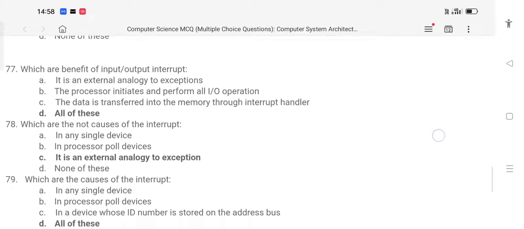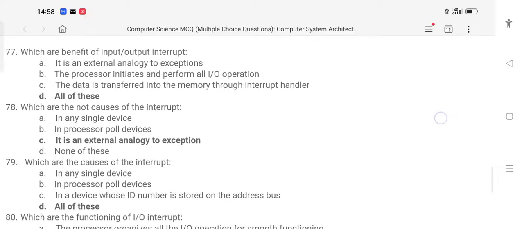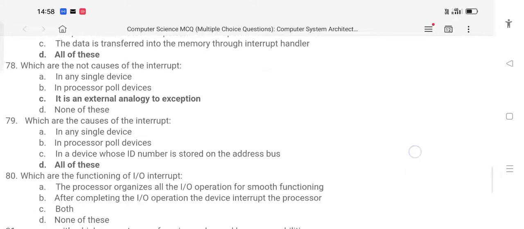Which are the benefits of input output interrupt? All of this, everything is the answer. It is an external analog to exception. The processor initiates and performs all IO operations. The data is transferred into the memory through the interrupt handler. All of this. Answer D. All of this. Which are not the causes of the interrupt?